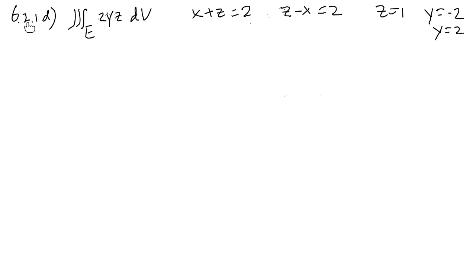This question is about exercise 6.2.1d. The question is to compute the triple integral over the region E of the function 2yz dv. The region E is given in the question as the region bounded by 5 planes, namely these five planes given by these equations. So x plus z is 2, z minus x is 2, z is 1, y is minus 2, and y is 2. So the first thing we want to do in such an exercise is always, can I have some suggestions? How should we start in the exercise? What should we do first?